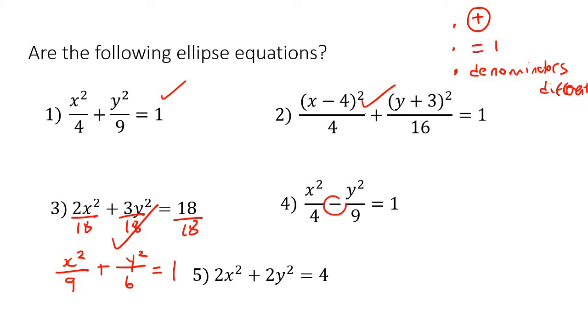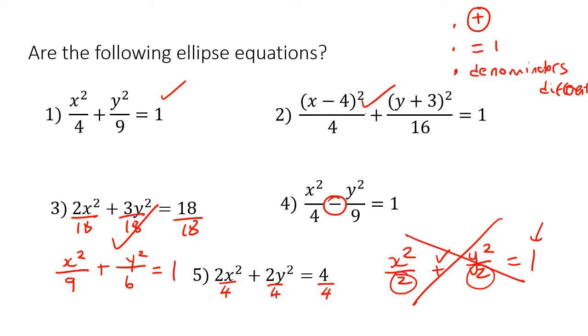Number 4 is not an ellipse because it has a negative in the middle. This one is not equal to 1, but we can make it equal to 1 by dividing everything by 4. And so you end up with, if you type that on the calculator, a half. So that's the same as saying x squared over 2 plus y squared over 2 is equal to 1. There's a plus. It's equal to 1, but the denominators are not different. So this is actually a circle and not an ellipse.